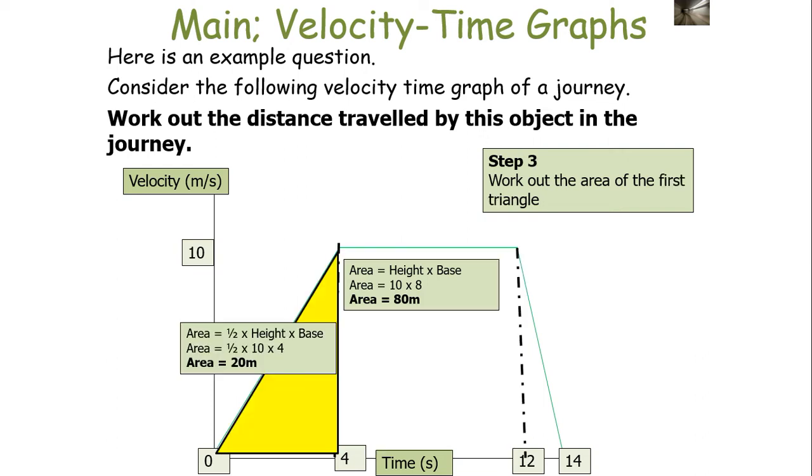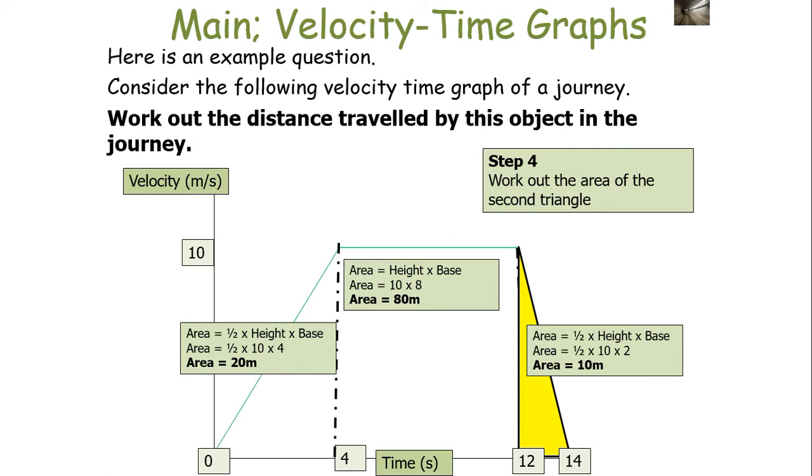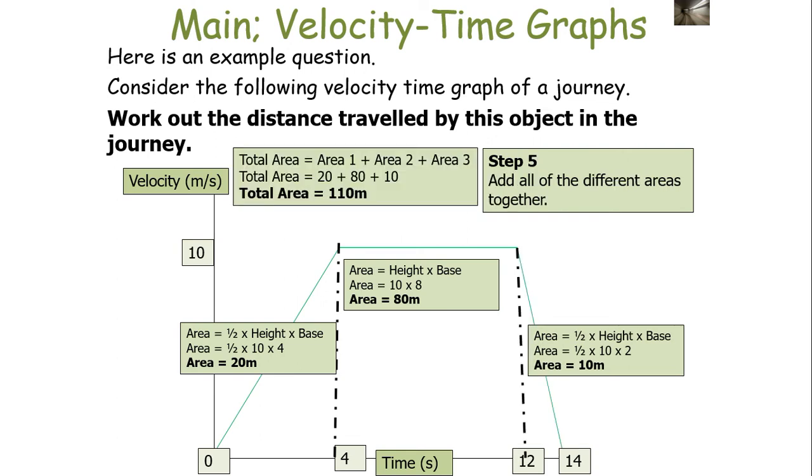You can then work out the area of the first triangle, a half times by height times by base, a half times by 10 times by 4 equals 20, and then work out the area of the second triangle. Area equals a half times by height times by base, so it's a half times by 10 times by 2, which is 10. Then what do you do to find your final answer? You add up all three. So 20 plus 80 plus 10 is 110 meters. That's the distance travelled by the object.